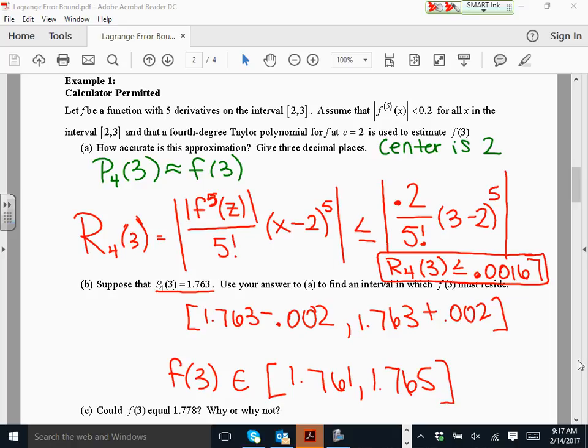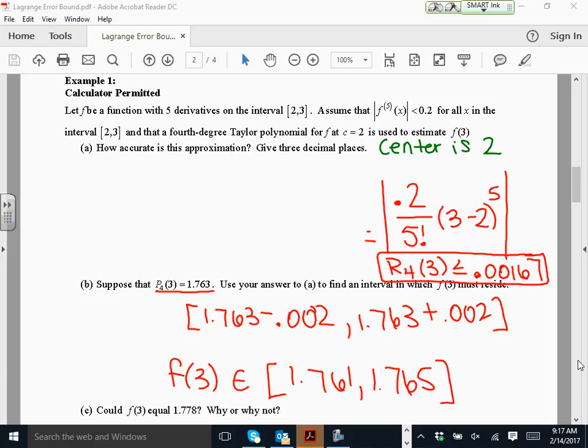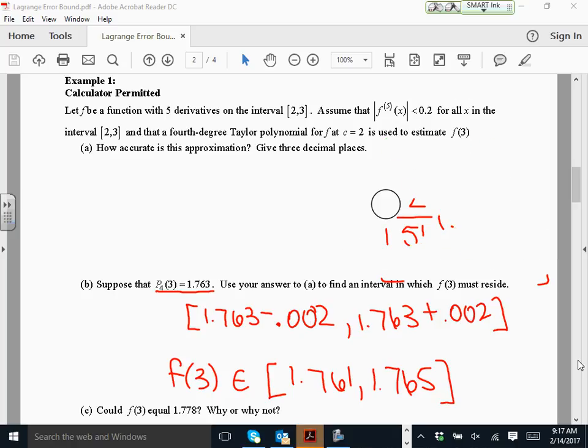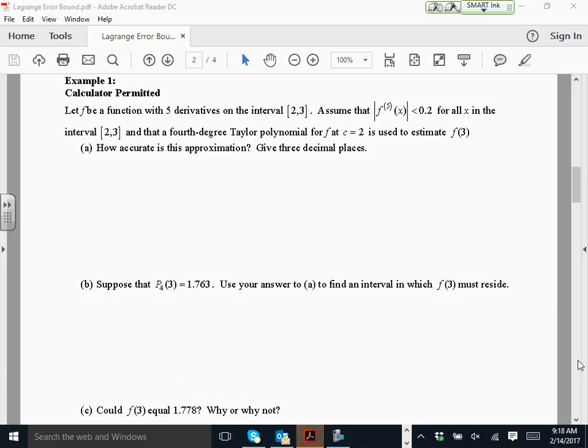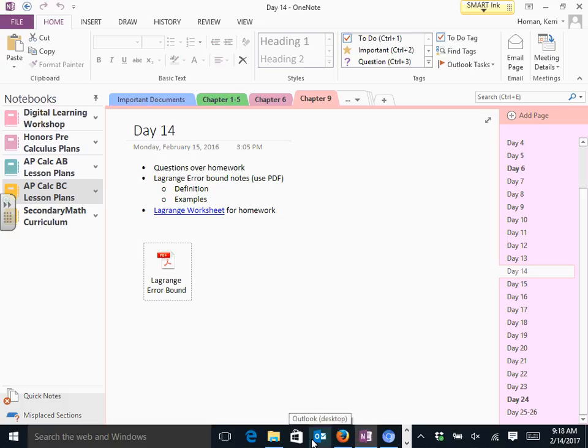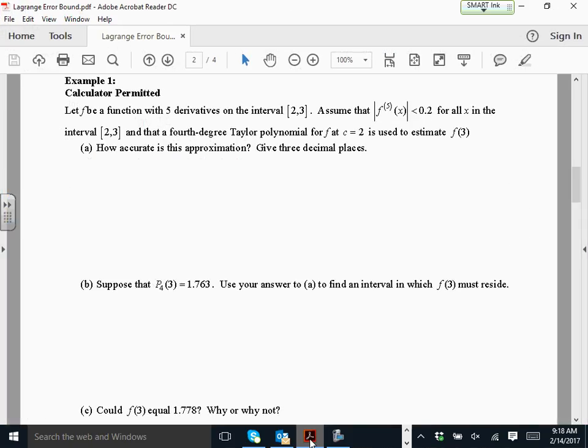Belongs to. Do you not do like an inequality? Oh yeah, you can do that. So back to this equation, since we were using a fourth degree polynomial, we used the fifth derivative. But if we had a third degree, we'd use a fourth derivative. Basically, whatever degree your polynomial is, the next term would be your error value.